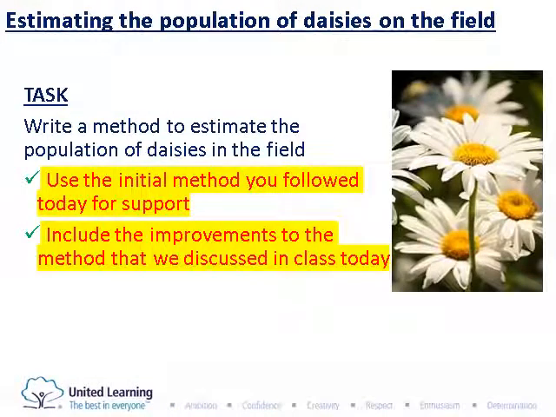So the final task for today is I want you to be able to write up how we do this, okay? So we know how to do the calculations, great. I want to know that you can write up a method for how we can estimate the population of daisies in a field, okay? So include everything we've talked about in today's lesson.